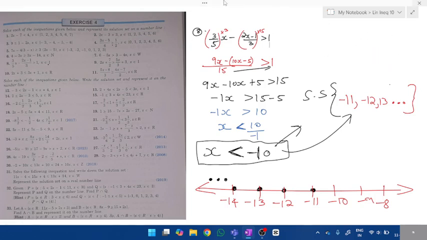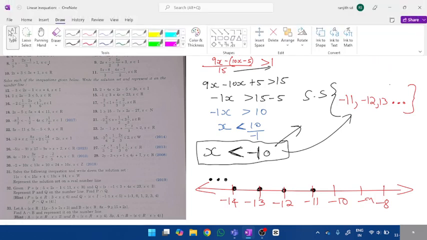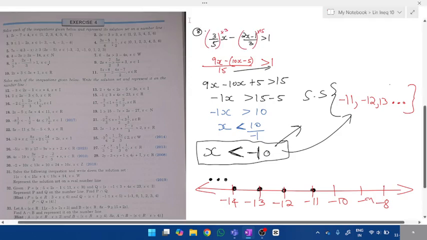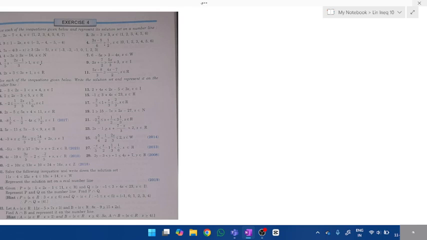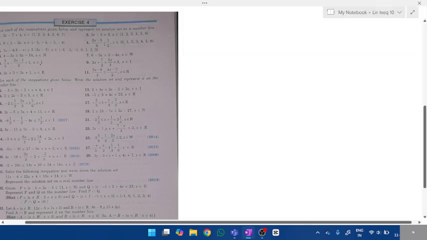Okay, next question. Try the ninth one, all of you. Ninth question. No, not ninth. Ninth also has integer. Try the seventh one, students. Whole number. Try the seventh question. Six minus 5x is greater than 3 minus 4x. X belongs to whole number.